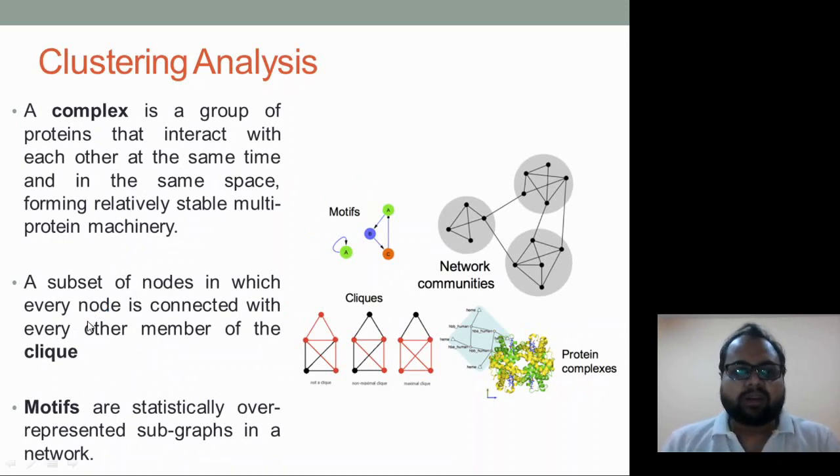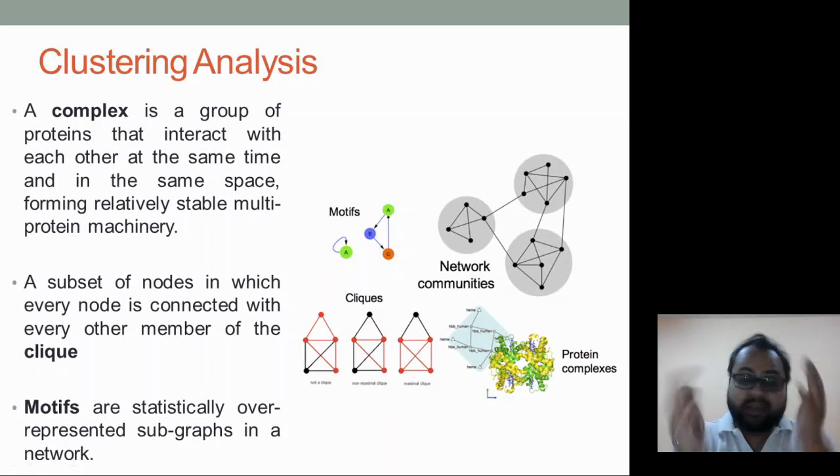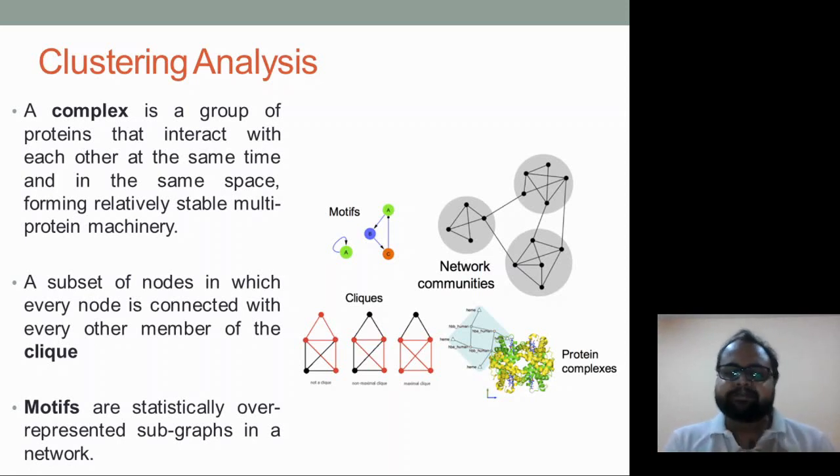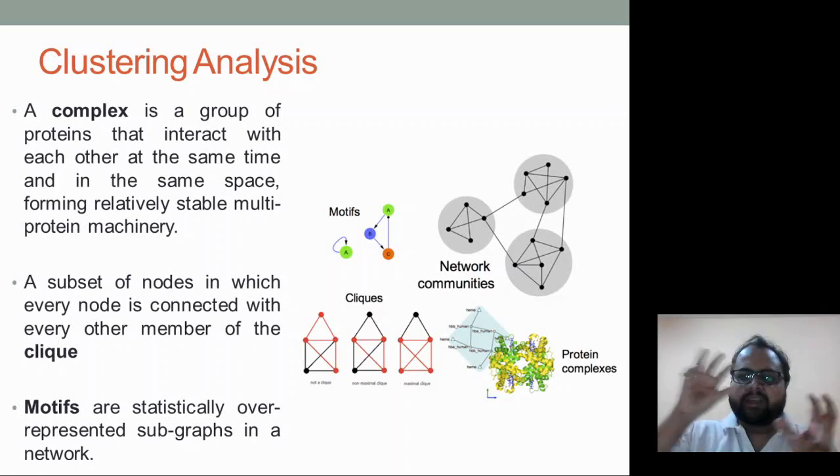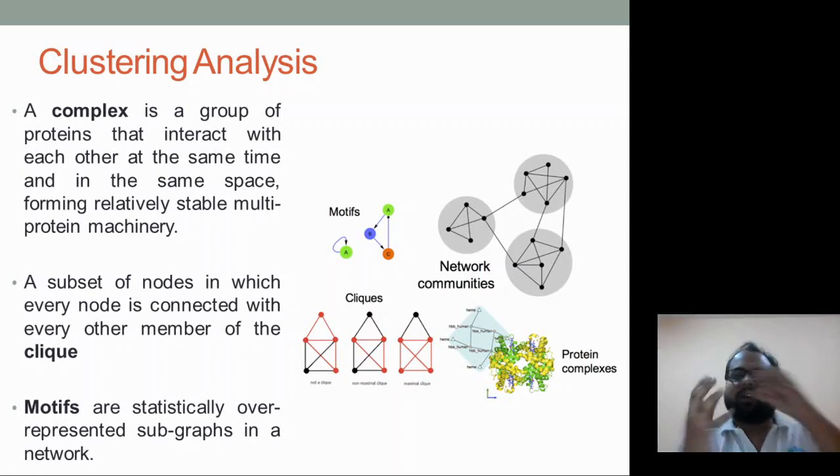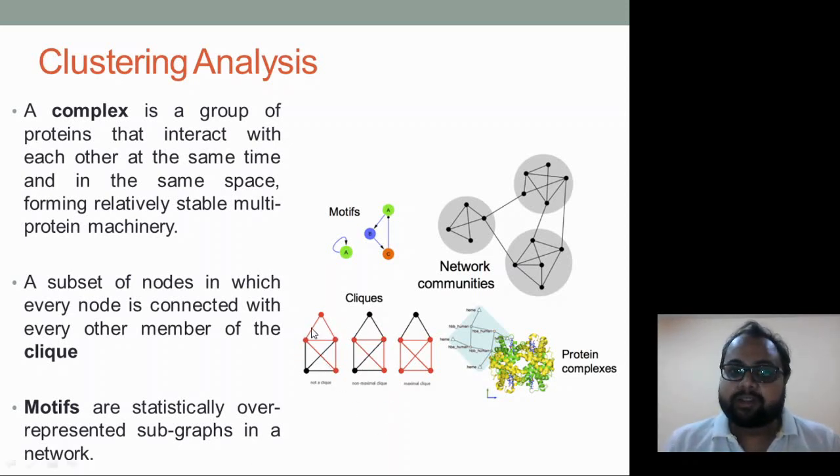Then the last two terms are cliques and motifs. Clique: if you look at this diagram, can you see it? You can see 5 nodes, and each and every node is connected to each and every other member. If you see this entire thing, all of them are somehow connected to each other. There is no hanging node. If you go back in the video to where we initially talked about properties, in the network shown you would see some of the nodes are just hanging and just attached to the main hub. Cliques are not like that. Cliques mean all the nodes are well connected to each other, to each and every member.